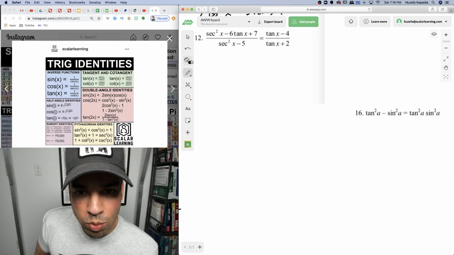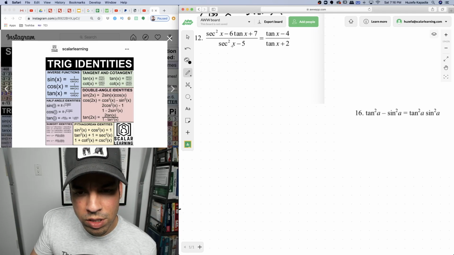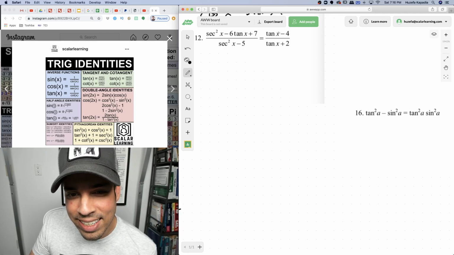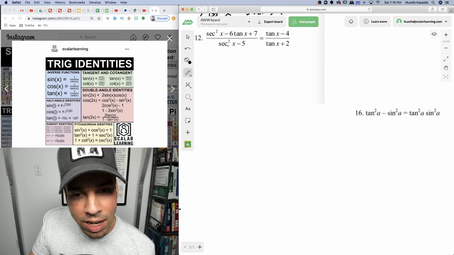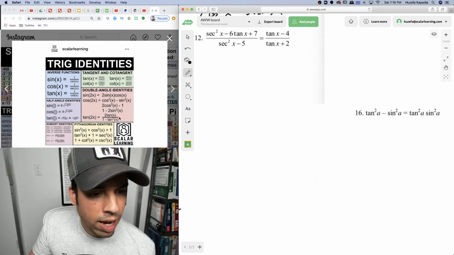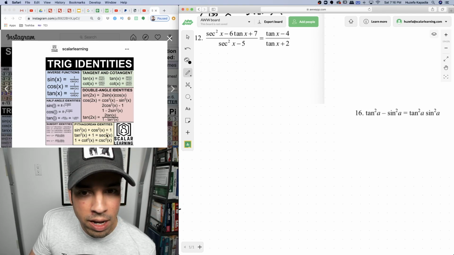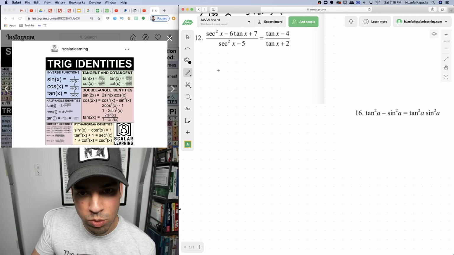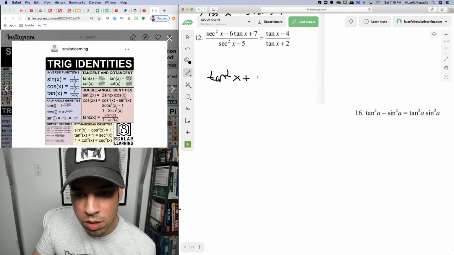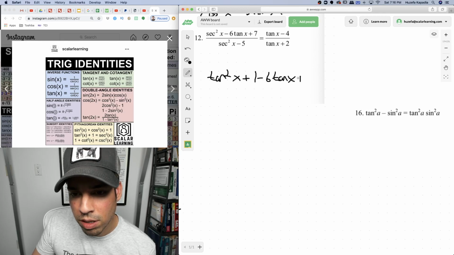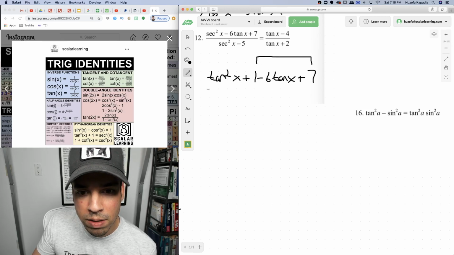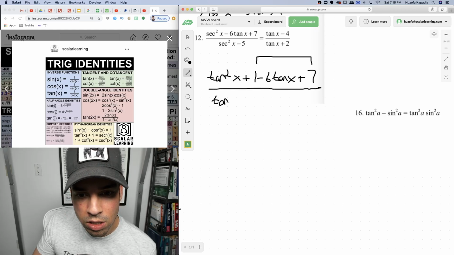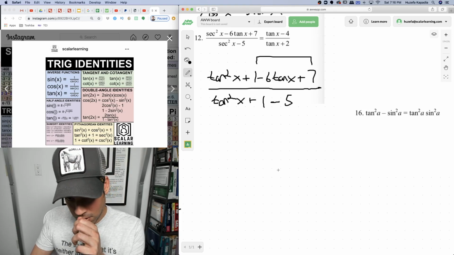Number 12, we got secant squared minus 6 tangent plus 7 over secant squared x minus 5. I see that on this side I got tangent only. Again, I'm immediately going to that place where, hey, secant of x has an identity with tangent. And it says that secant squared equals tangent squared plus 1. So I'm going to just change these on top. This is the same as tangent squared x plus 1, plus 1 minus 6 tangent x plus 7, right? These guys are obviously going to combine, over tangent squared x plus 1, replacing the secant squared of x, minus 5. Okay, now let's kind of consolidate everything.